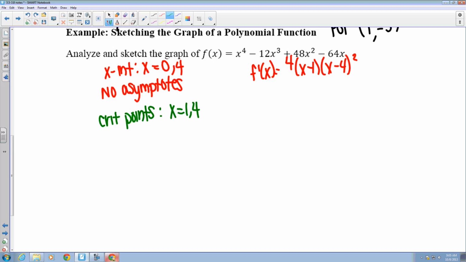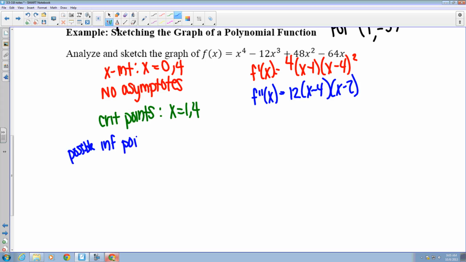1 and 4. And then we also need to take the second derivative. Notice that when we do it this way, it helps us find our possible inflection points and our critical points better when we use it in factored form versus leaving it as a polynomial. We'd almost have to graph it to find the zeros. So possible points of inflection occur at 2 and 4.